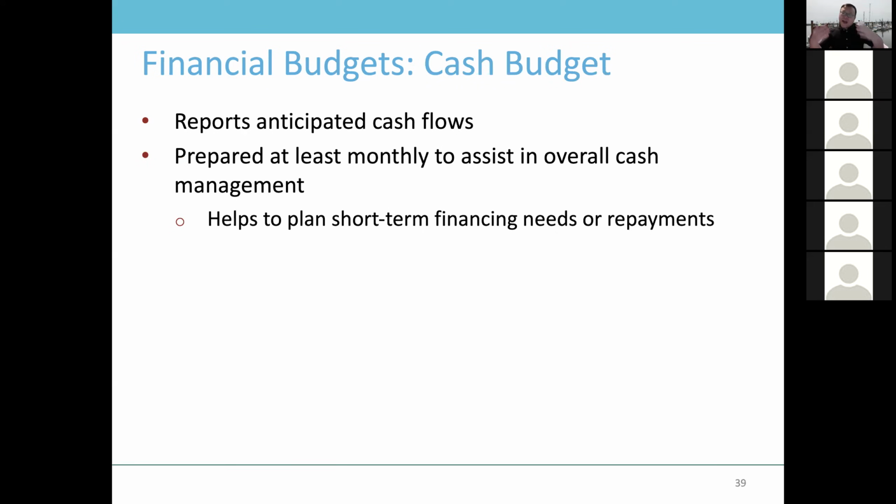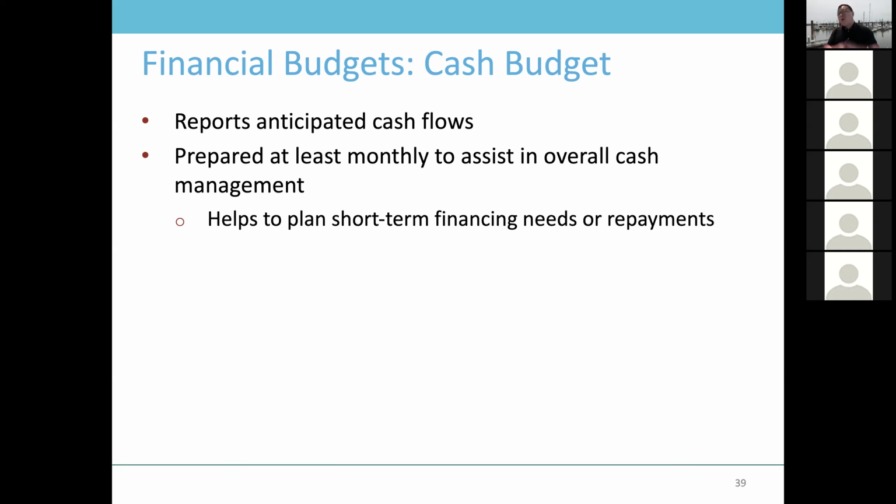So in the cash budget, you communicate what is the anticipation in terms of the amount of cash flows. You have to do this at least on a monthly basis, and you have to do some planning a little bit ahead of time. If you believe you are running short of cash, you have to have a plan. You need to borrow money from the bank.